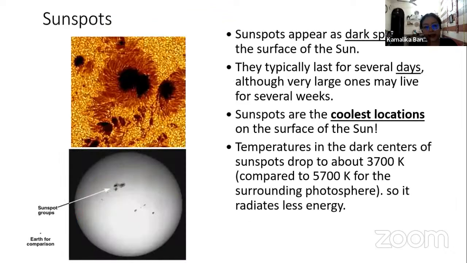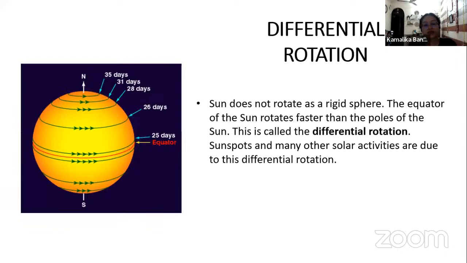Now, sunspots, what are they? They are the coolest portions in the sun's atmosphere. The sun is already very hot, but sunspots are cooler. When the photosphere temperature is 5700 Kelvin, for sunspots it is 3700 Kelvin. They appear as dark spots on the surface of the sun. The interesting part is, why do sunspots occur? It happens because of differential rotation.